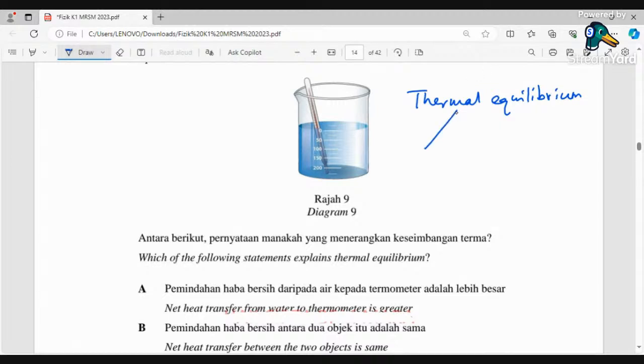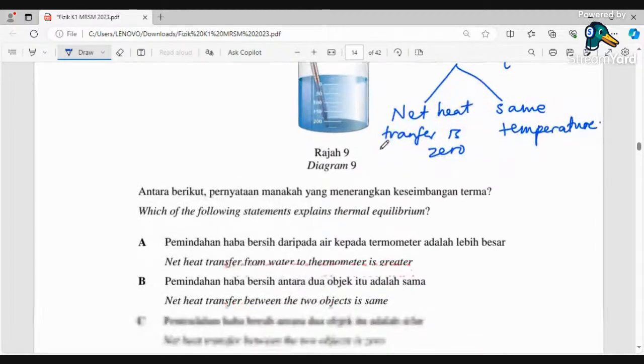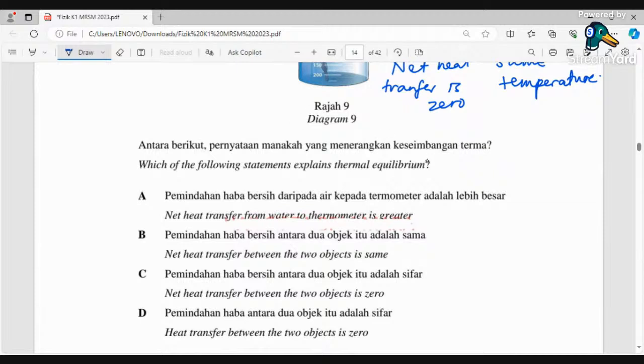Okay, ada dua sifat dia, iaitu net heat transfer is 0. Net rate heat transfer 0. Okay, same temperature. The object must be in thermal contact. Okay, soalan tanya tentang thermal equilibrium, keseimbangan thermal.